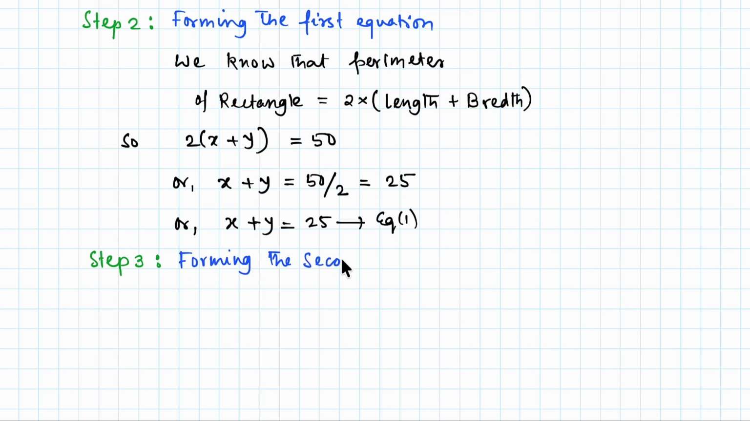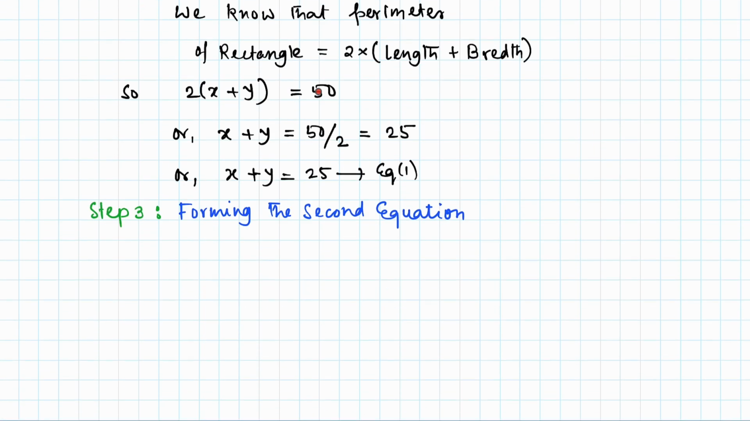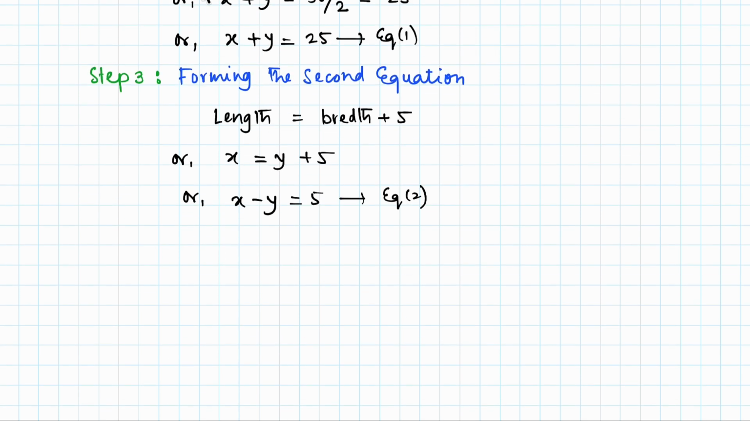Now step 3, forming the second equation. So always remember, for any pair of linear equations, this kind of problem, we have to generate 2 separate equations. Now forming the second equation, statement 2: the length is 5 centimeter more than the breadth. That means the length is equal to breadth plus 5. Then putting the values, x equals y plus 5, so x minus y equals 5. This is equation 2.